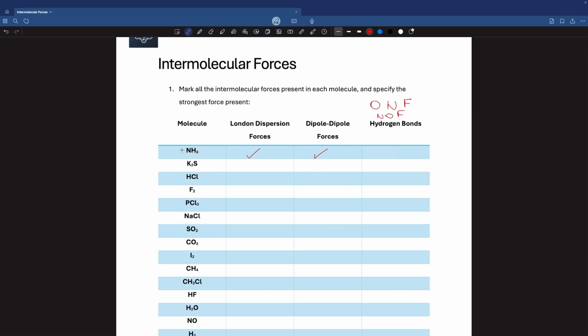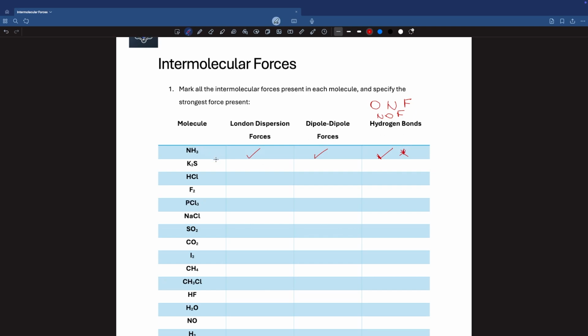Notice that hydrogen is connected to nitrogen, so it should have hydrogen bonds. And interestingly enough, this chart is kind of from weakest to strongest. And so your strongest force should be hydrogen bonds. It's much stronger than London dispersion and dipole-dipole forces.